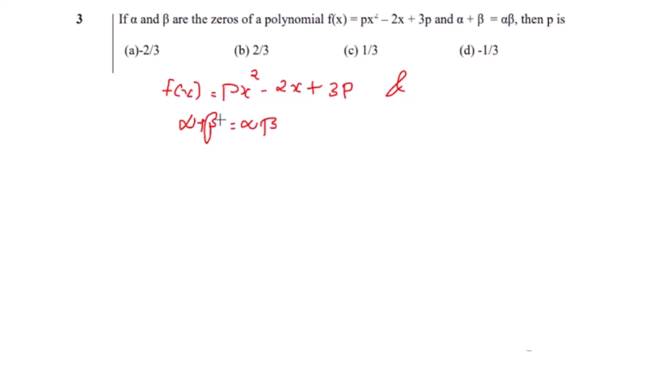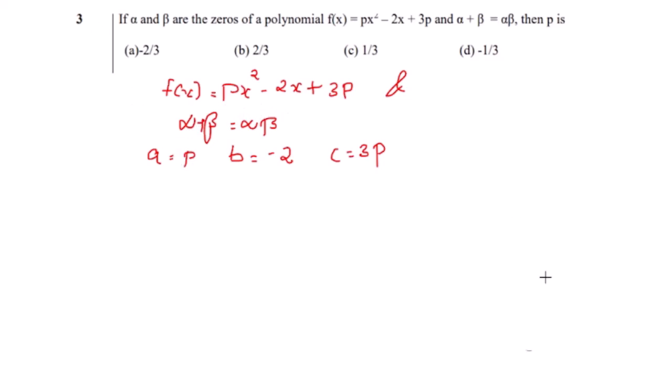So from this px square minus 2x plus 3p, we can write the value of a, that is the coefficient of x square. a is equal to p, b is minus 2, the coefficient of x is b, and c is equal to 3p. So we can write a, b, c from this equation. Then we are given one more condition, that is alpha plus beta is equal to alpha beta, right?